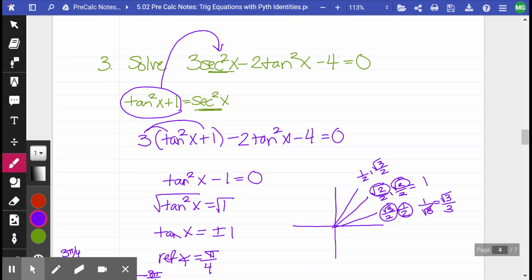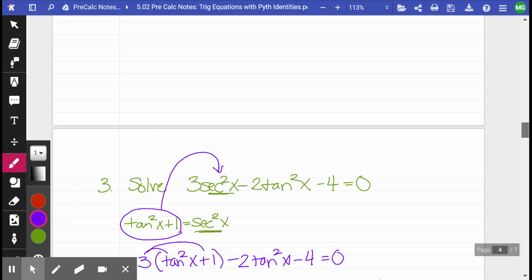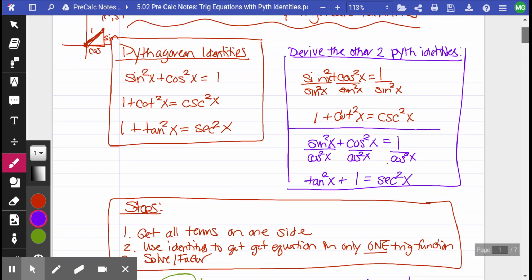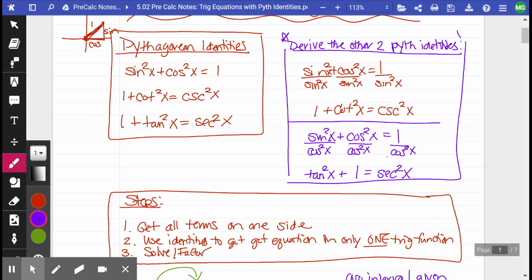So again, the main goal here is to get your entire equation all in the same trig function, whether that's all sine, all cosine, all secant, all cosecant, all tangent. And we're doing that by using one of those 3 Pythagorean identities. And those 3 Pythagorean identities must be memorized, or at least memorize the first one and then know how to derive the other 2. So you could start off, if you're taking a test or quiz, start off with the first one, derive the other 2 real quick, and then write those at the top of your paper.